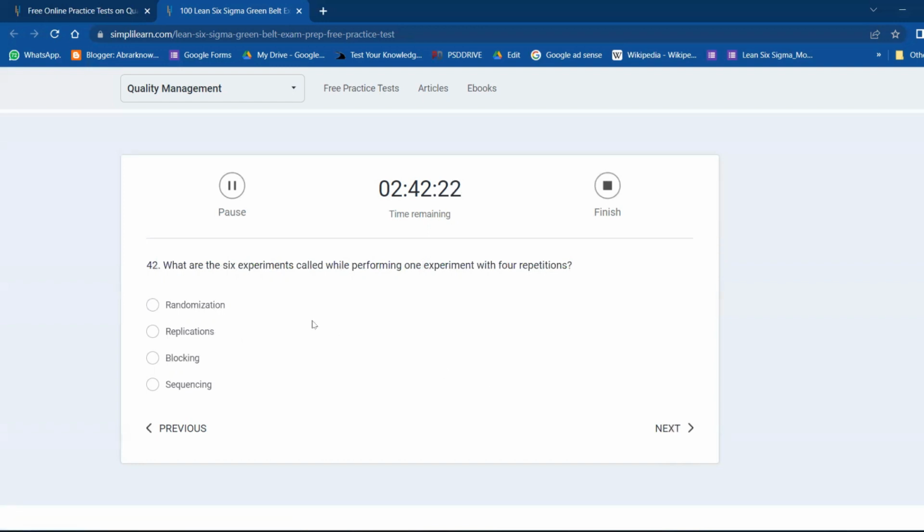And what are the 6 experiments called while performing one experiment with 4 repetitions, right? That's called replications.